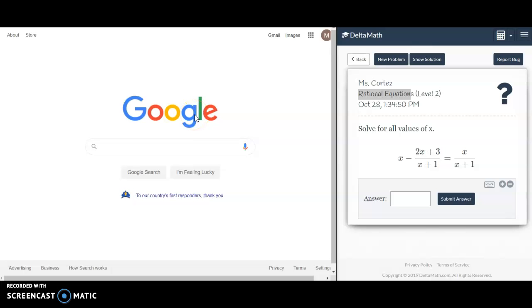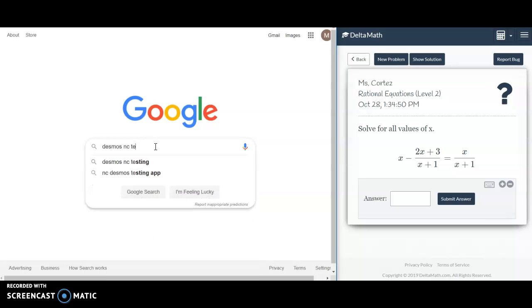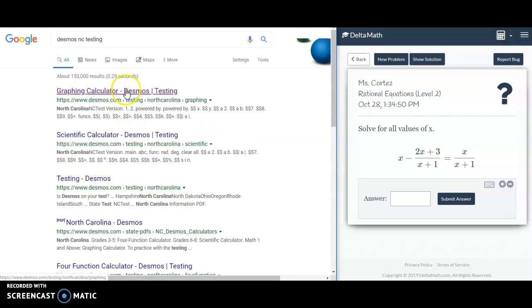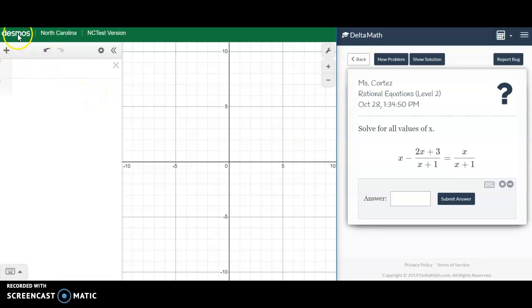Hello guys, I am going to show you in this video how to solve rational equations using Desmos. For our purposes, we're going to be using the Desmos NC testing version of the calculator. If you Google Desmos North Carolina testing, you should be able to find this link right here, Desmos North Carolina NC test version. It's important to use this version because there's limited functions on the test when using Desmos.